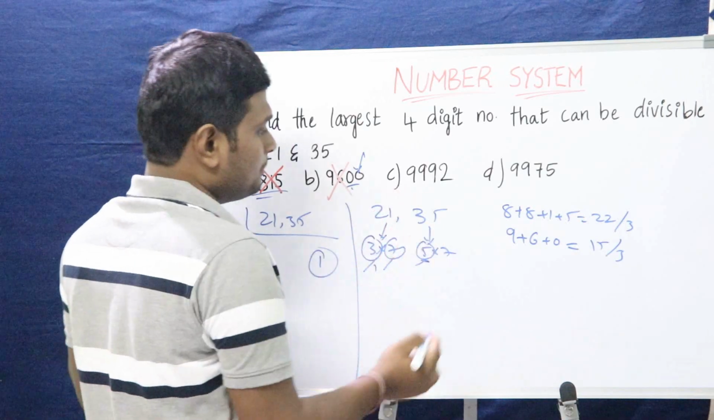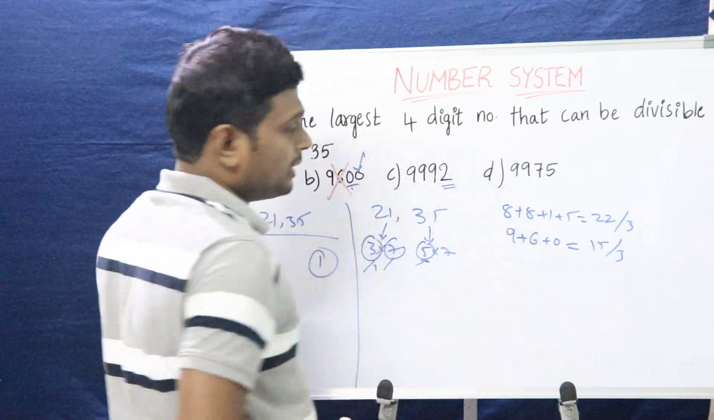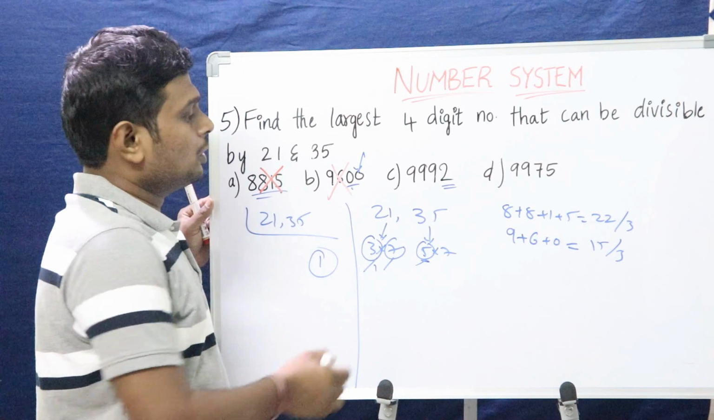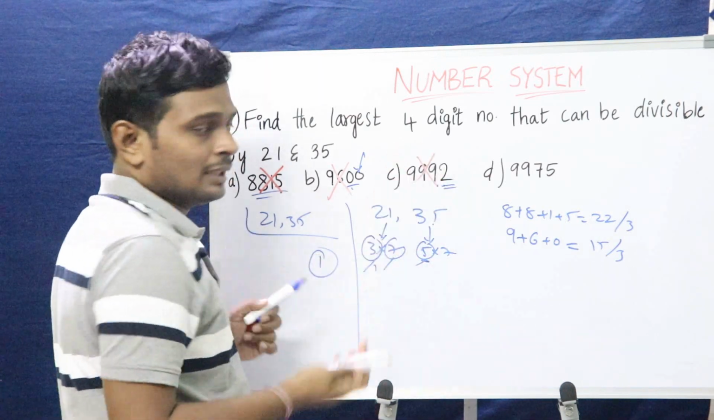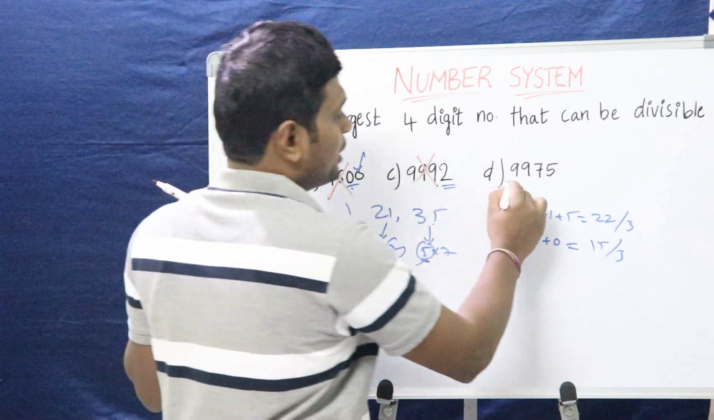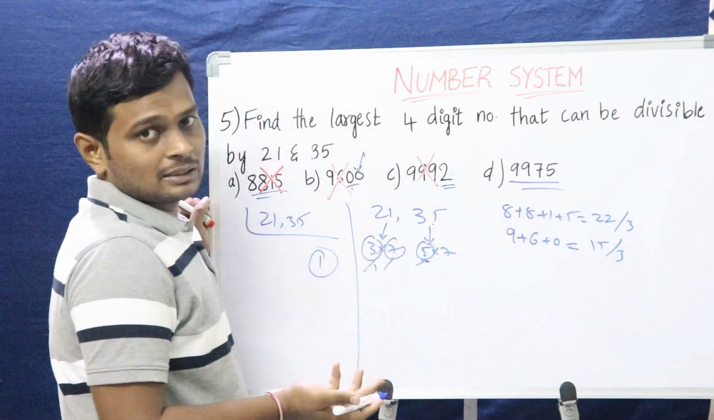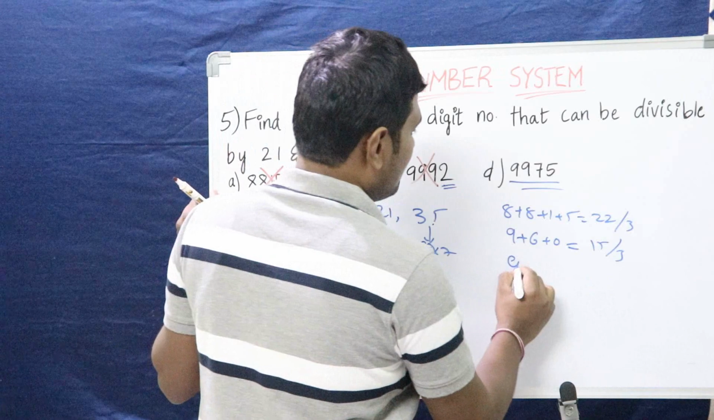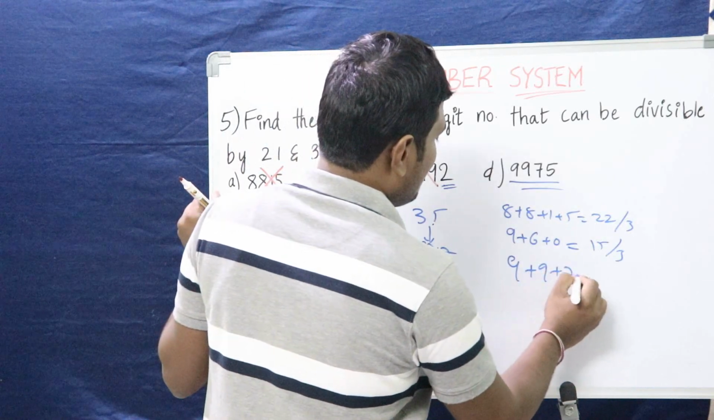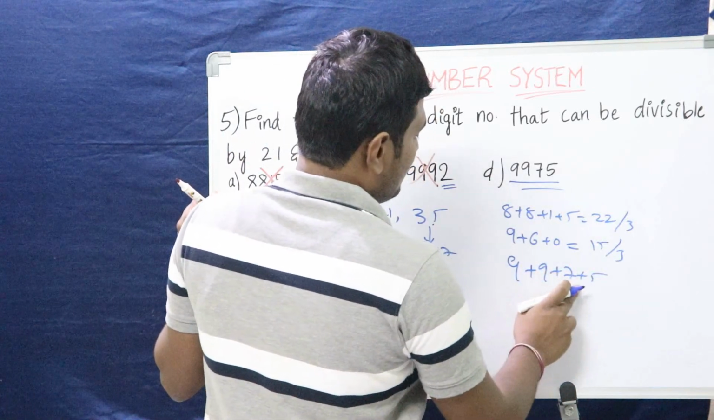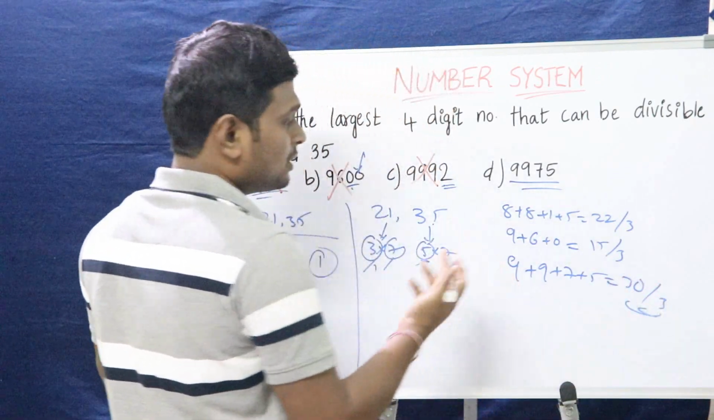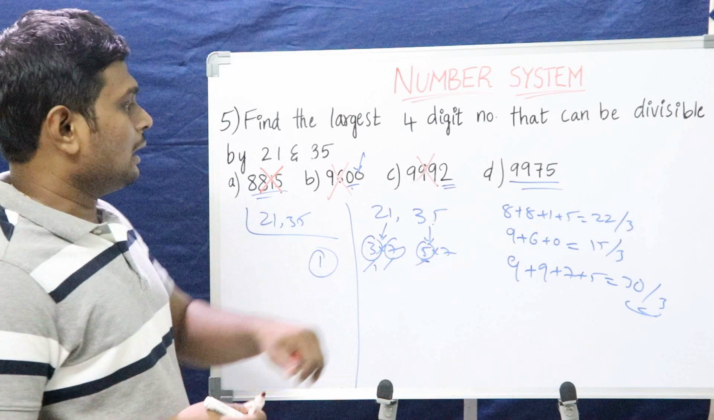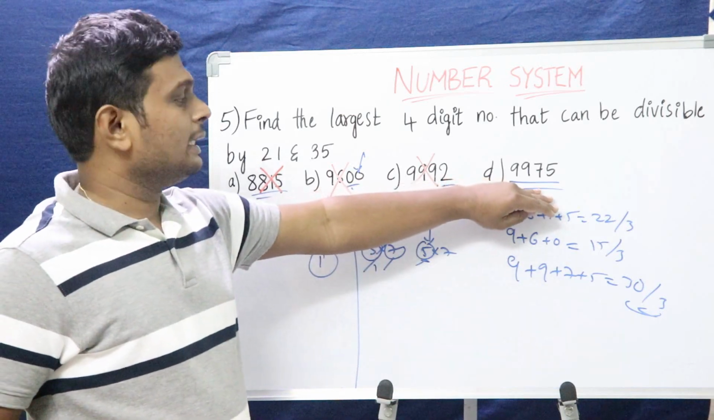The third option. What is the unit digit of the number? 2. 2 is not divisible by 5. So, we can rule out this option as well. Then, we are left with only this option. This is the answer. We can check the answer. 9, 9, 7 and 5: 18, 25 and 5, 30. It is divisible by 3 as well as 5. So, the resultant would be 9975.